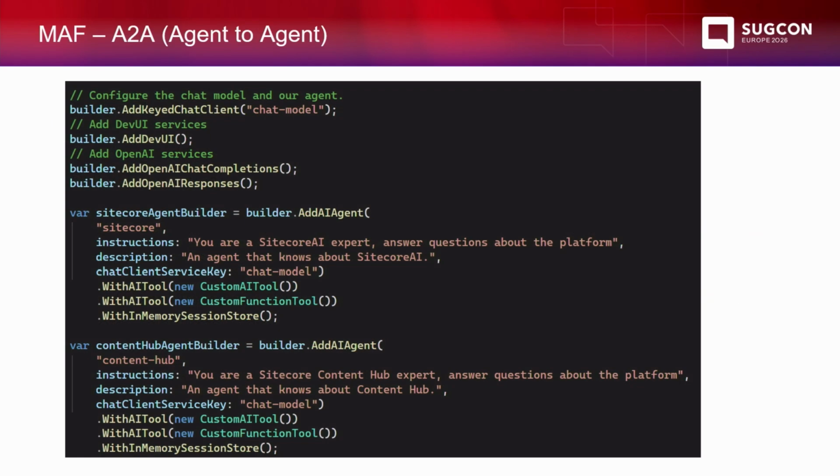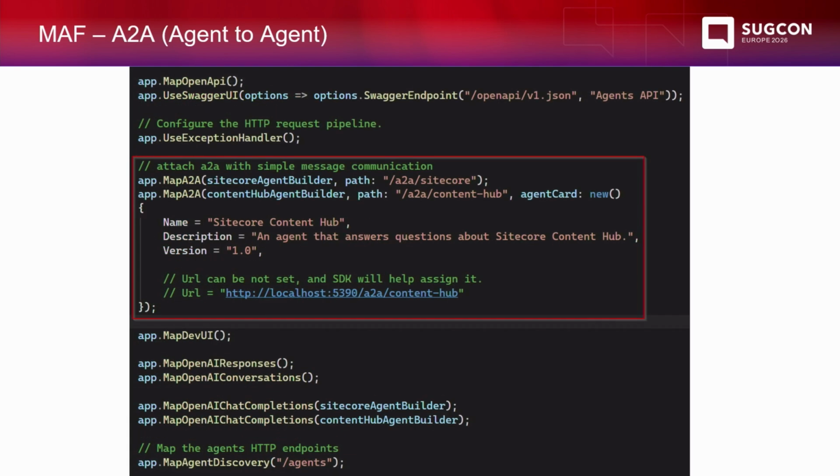And again, the repeated theme is how they're continually abstracting these concepts away and making them very easy for you as a developer. I've got a Sitecore agent builder here, two different ones, Content Hub and Sitecore. And you can see here that with a simple function, map A2A with some parameters, I've essentially implemented that concept without needing to know too much about it.